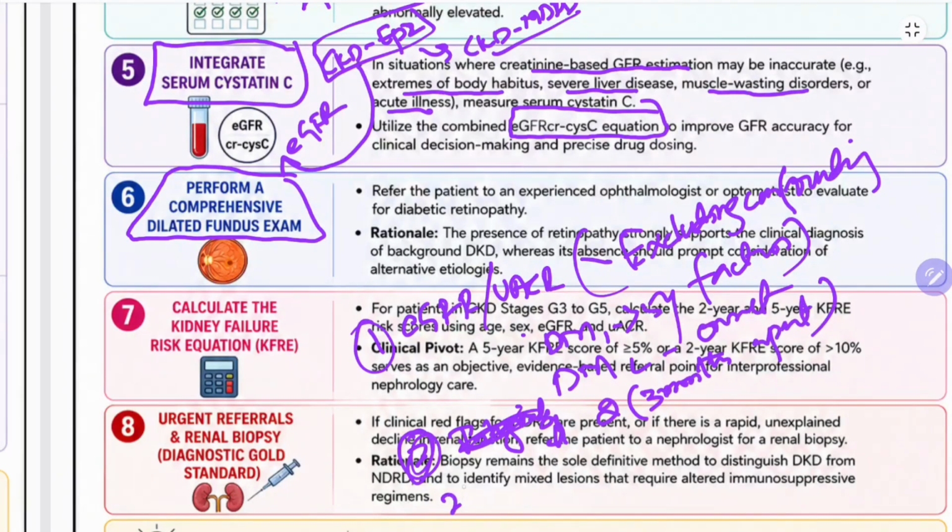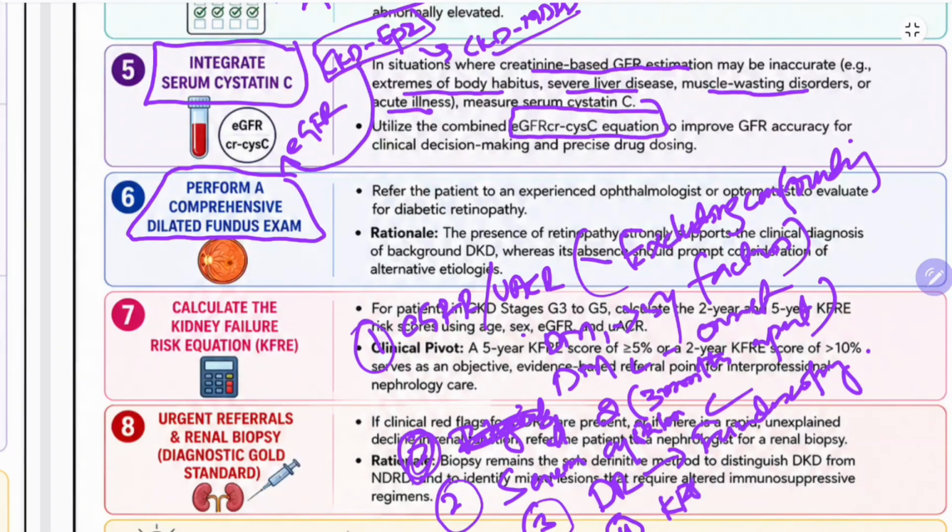That is the one thing. Second thing is, in some patients we should integrate serum cystatin C. Third thing is, you should confirm by diabetic retinopathy fundoscopy. If diabetic retinopathy is not there, then think of an alternative diagnosis. Fourth, we should calculate the kidney failure risk equation, and we should refer whenever the 5-year score is more than 5% or the 2-year KFRE score is more than 10%.